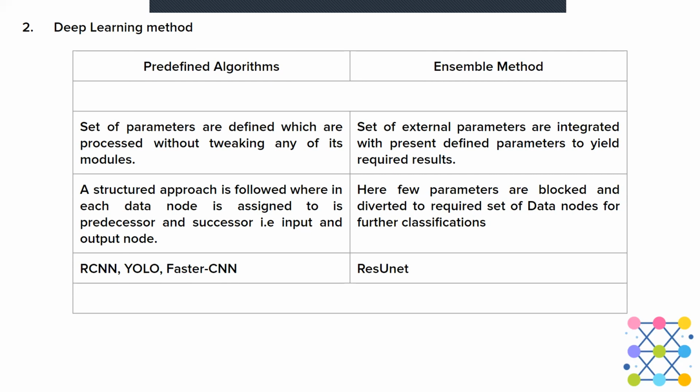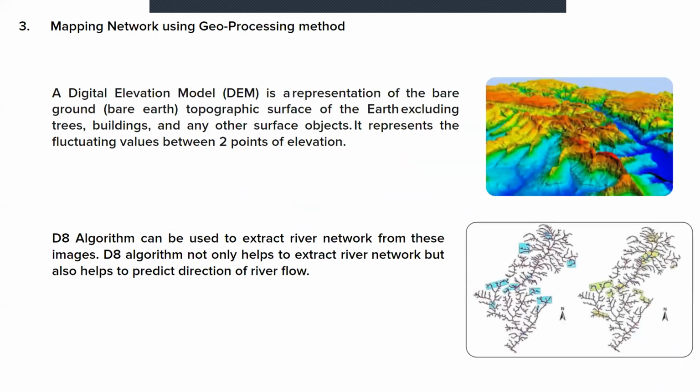RCNN, YOLO, Faster CNN. And in ensemble, actually predefined algorithms do include ResUnit also, but certain external parameters can be integrated with ResUnit in order to yield a better accuracy for a model. Then the third one is the mapping network using the geoprocessing method.